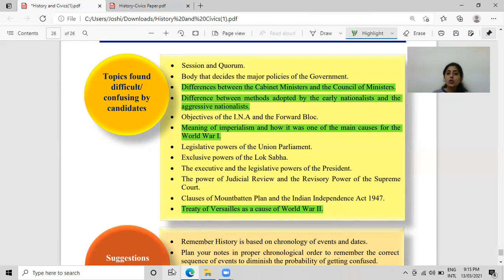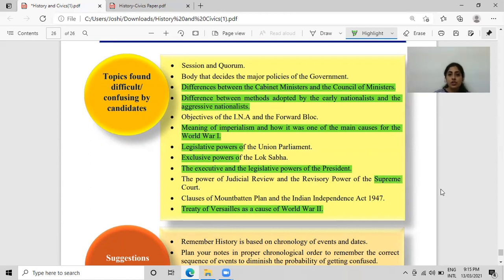Now coming back to the civics section, Union Parliament, please make sure to concentrate on legislative powers, on exclusive powers, as well as the executive and legislative powers of the President. And lastly, talking about the courts, we only have to study the Supreme Court.